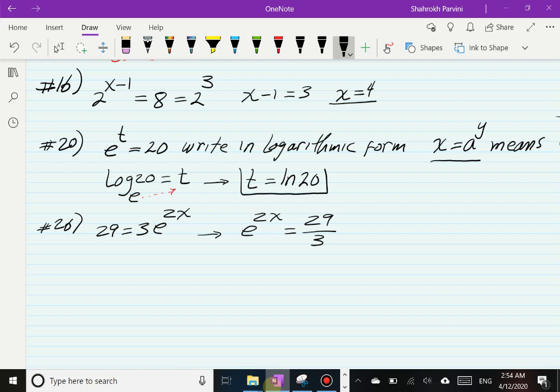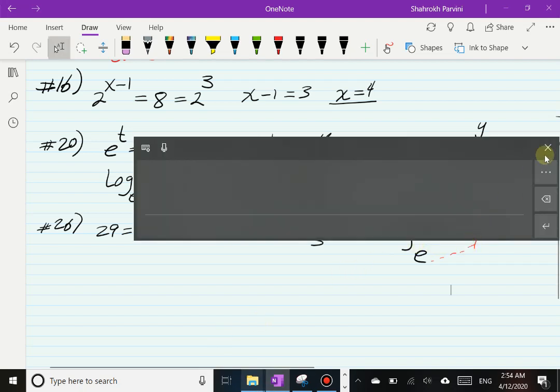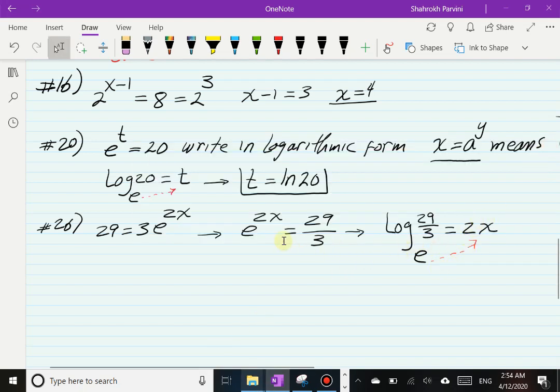Now, this is just like number 20. So I'm going to rewrite this one now in logarithmic form. So this becomes in logarithmic form. So here's log. Base will be e. And then 29 thirds goes in front of g equals 2x. And there you have this one. And again, as a way of check, e to 2x looks like what the equation looks like on the left, right? e to 2x, e to 2x, that's what this is.